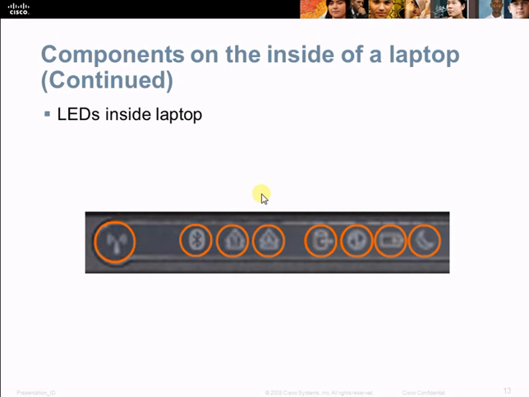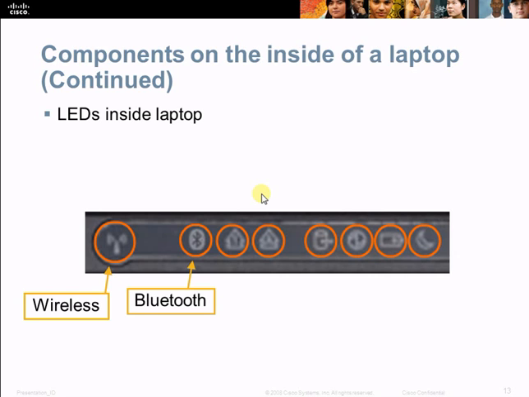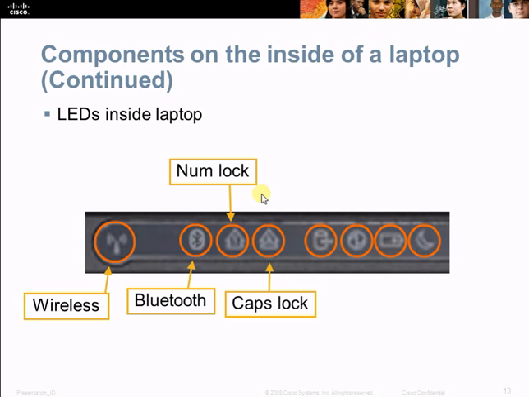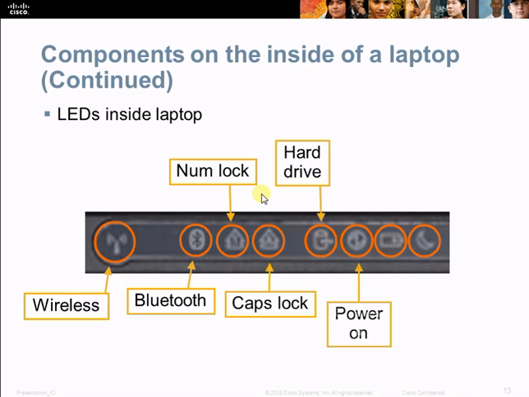So we have some LEDs inside the laptop. We have our indicators for wireless, Bluetooth, number lock, caps lock, hard drive, power on, battery, and standby. Again, these indicators are vendor specific and could be moved around. Sometimes the caps lock is on one of the letters of the alphabet. Sometimes the number lock is on one of the numbers. So these things are usually vendor specific.